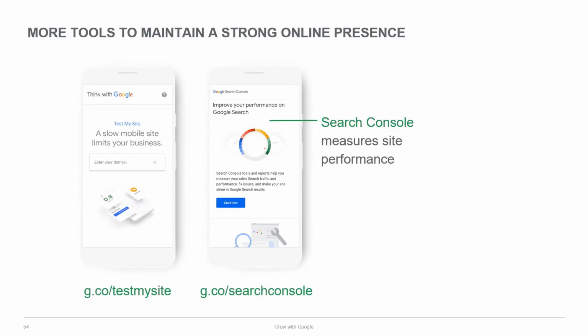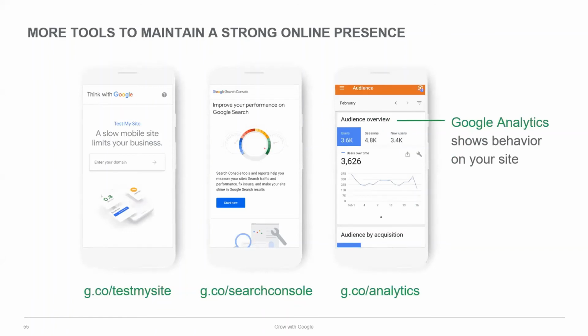Search Console shows how Google and the world will see your website. For example, you can see reports that will tell you which queries caused your site to appear in search results, which websites linked to your site, if your site works well on mobile devices, and a lot more. And what's great is that it's free. So the link here on the page, g.co/searchconsole, will take you there.